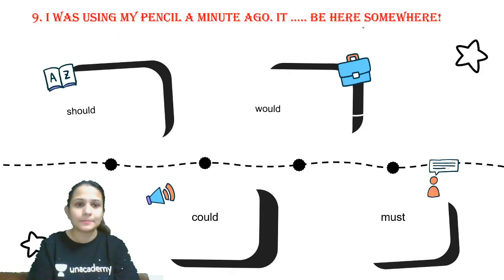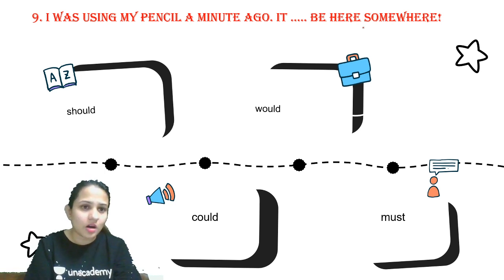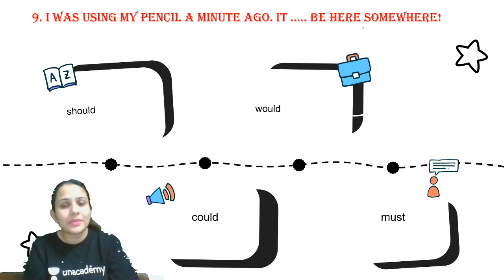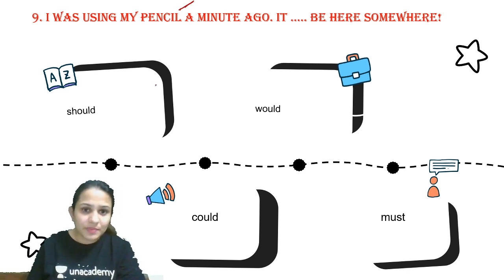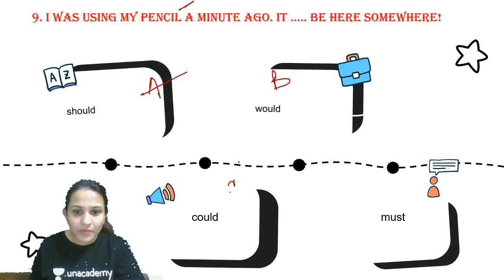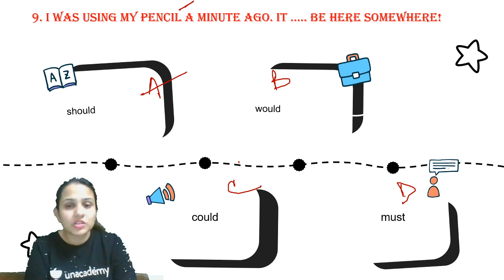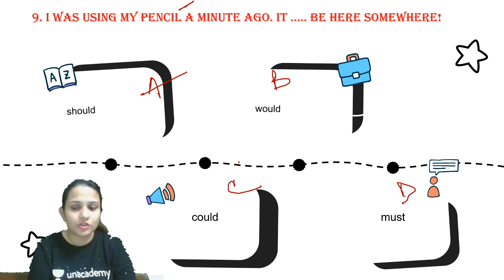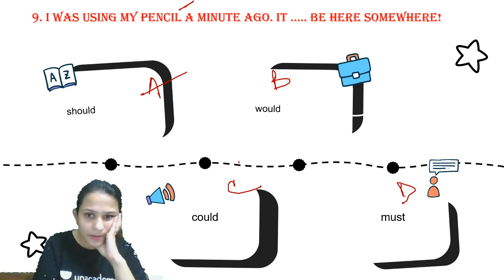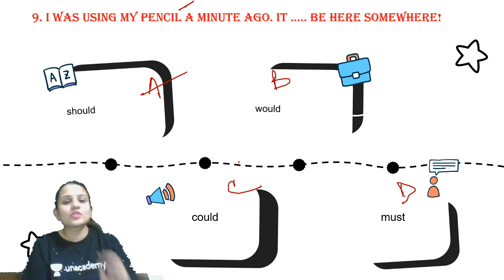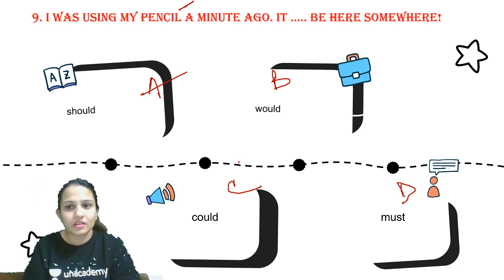I didn't feel very well yesterday. I couldn't eat anything. This next is also a modal question. I was using my pencil a minute ago. It dash be somewhere here. So it should be somewhere here. It would be somewhere here. It could be somewhere here. It must be somewhere here. Use the correct rules of modal verbs, and then write the correct answer in the chat box.